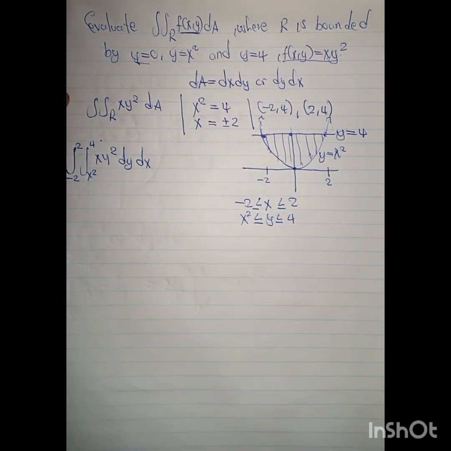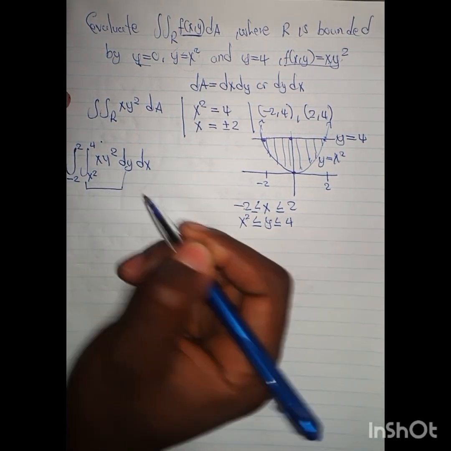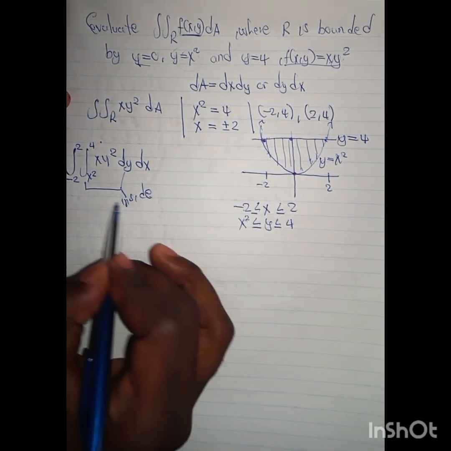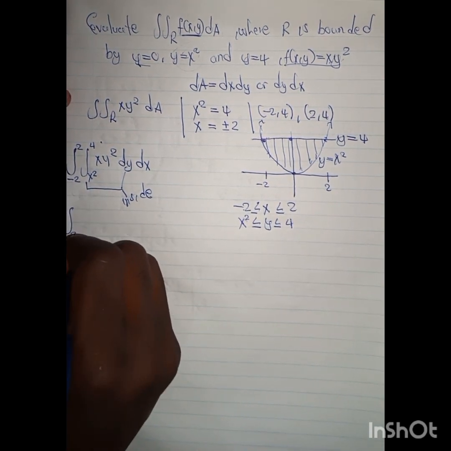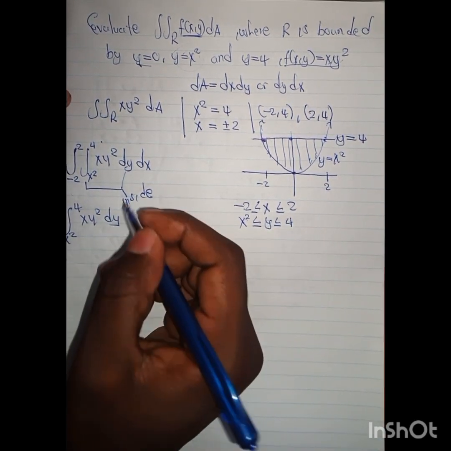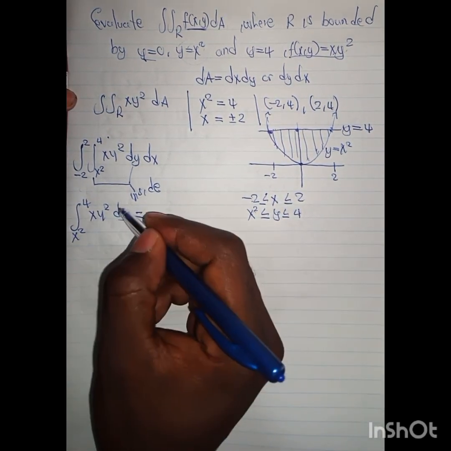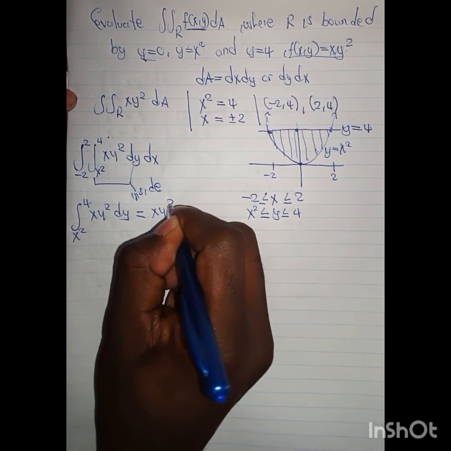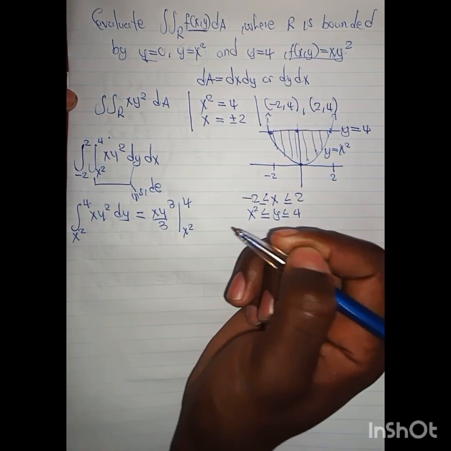Once we have this, we are done setting up the problem. All we have to do is integrate from the inside to the outside. Check the problem step by step. So this is the inside part, and this one is the outside part. Starting from the inside, this is what we have: xy squared dy. What you need to do from now on is to integrate xy squared with respect to y. By integrating this part with respect to y, we get xy to the third over 3, with the limits from x squared to 4.